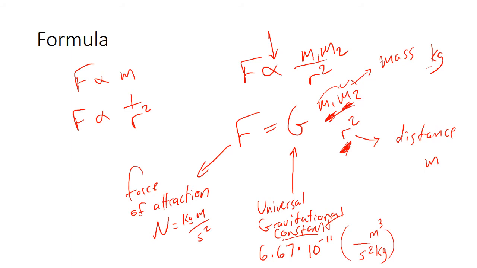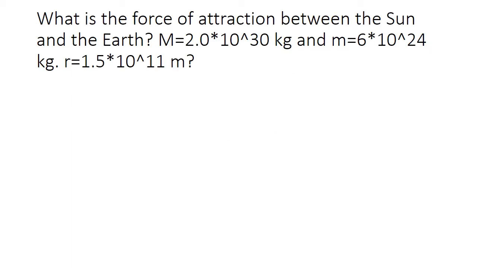Let's do a practice. What's the force of attraction between the sun and the earth? Now, for here, because subscripts are a pain, I just used a big M and a little m. The big M is for the thing in the middle. In this case, it's the sun. I hope that doesn't confuse you because the sun is way more massive than the earth is. So those are the two masses, and that's the radius between them.